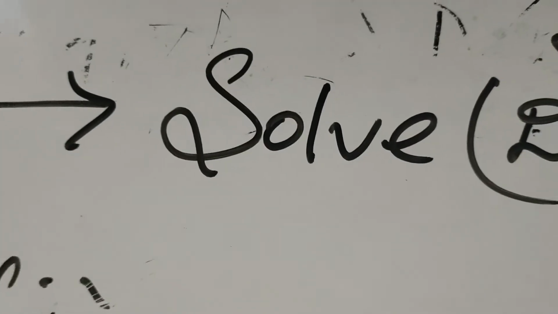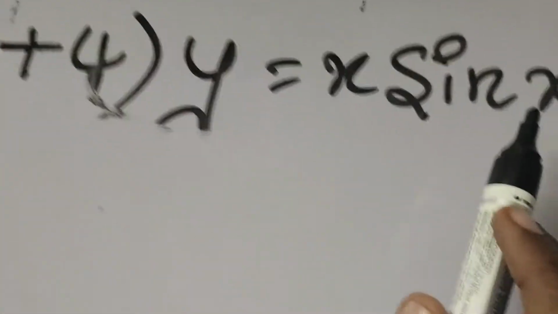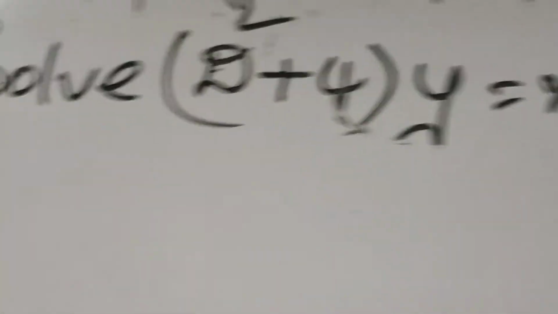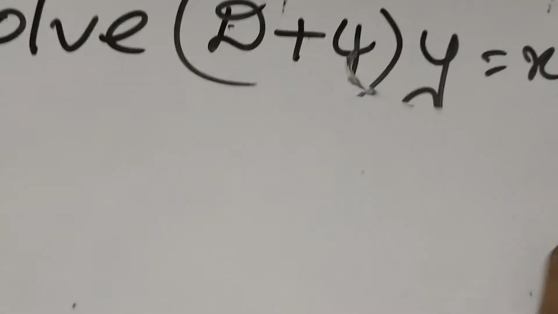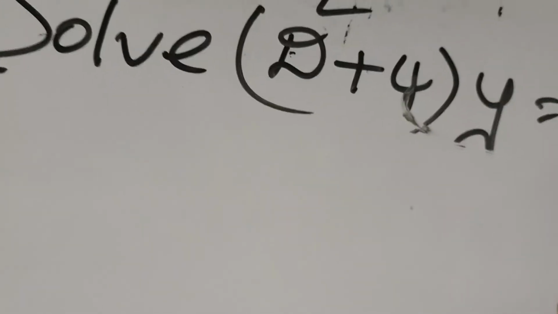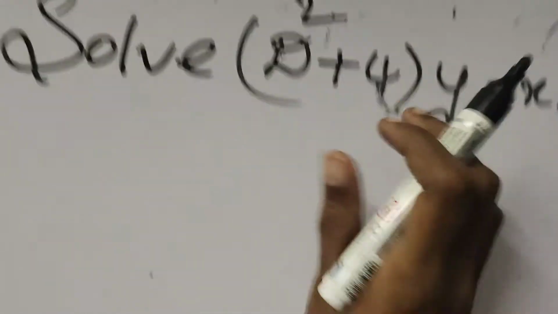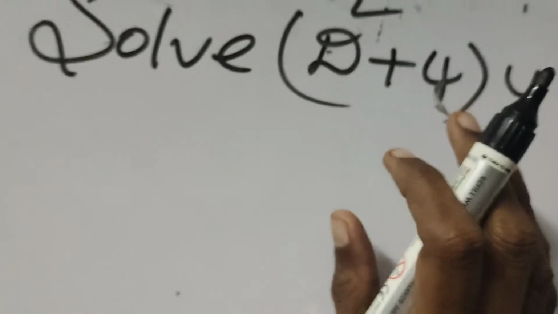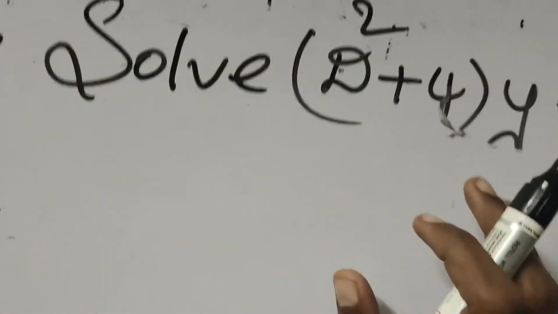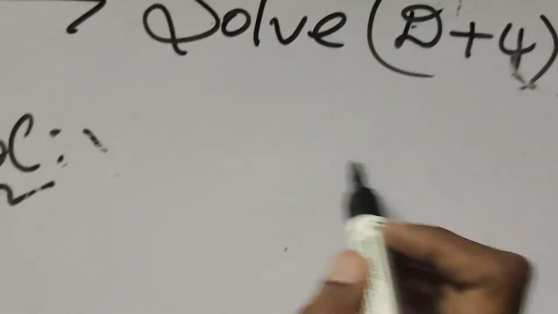This is Dr. A.T. Today we are going to solve (D² + 4)y = x sin x. This is also a second-order higher-order differential equation. The solution is found using operator form. The problem is already given in operator form, where D is the operator.